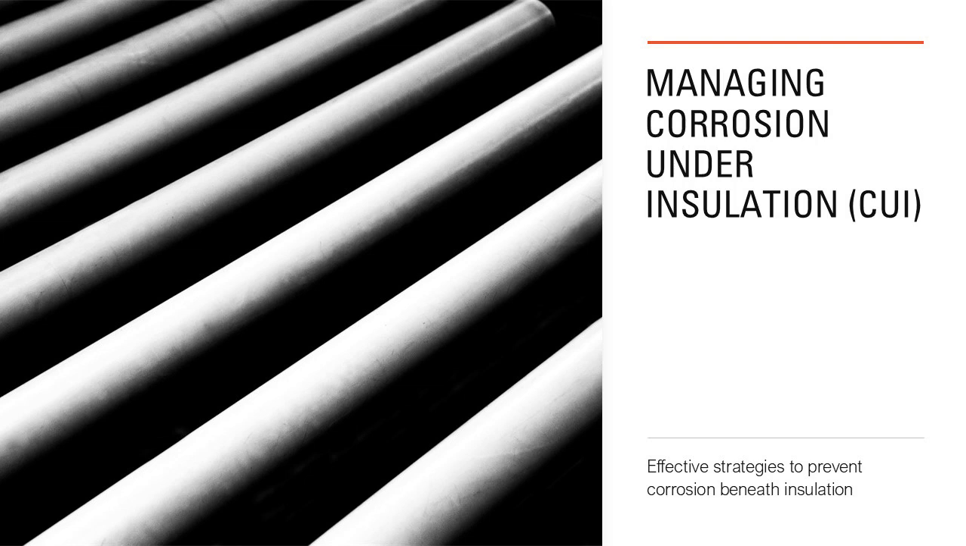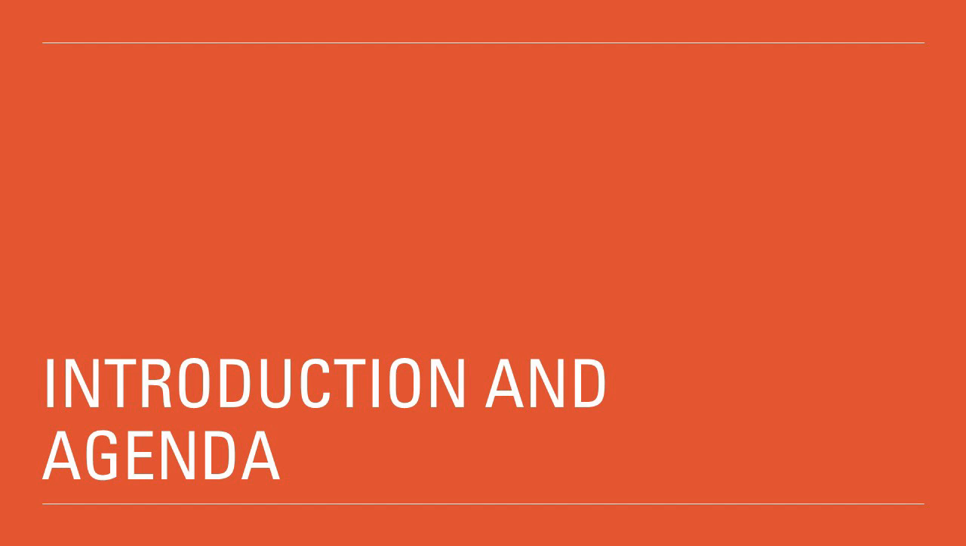Welcome everyone. Today, we'll discuss corrosion under insulation, or CUI, and how to manage it effectively. This is a critical topic for industries like oil, gas, petrochemical, and power generation, where insulated equipment is common. Our session will cover what CUI is, why it matters, risk factors, prevention strategies, inspection techniques, and a structured management workflow. We'll also look at best practices and a case study.